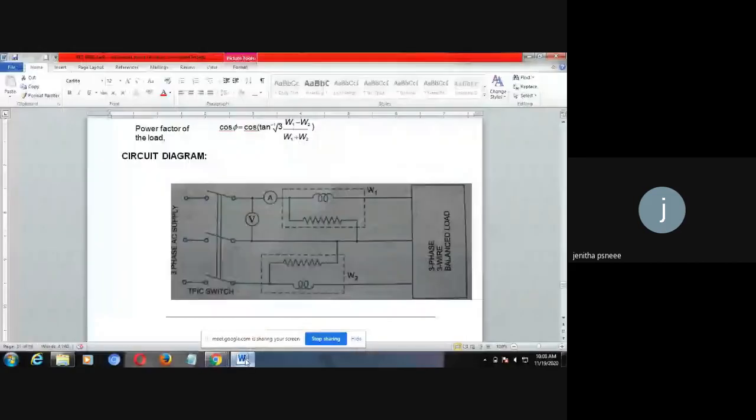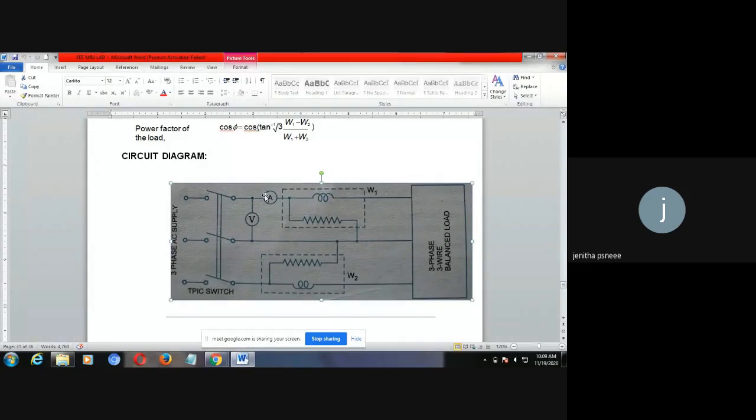So see here, for measuring the power you are using 2 wattmeters. You already know the wattmeter has one current coil and one pressure coil. This is the current coil and this is the pressure coil. It will read the current and voltage, and the product of voltage and current is power, isn't it?